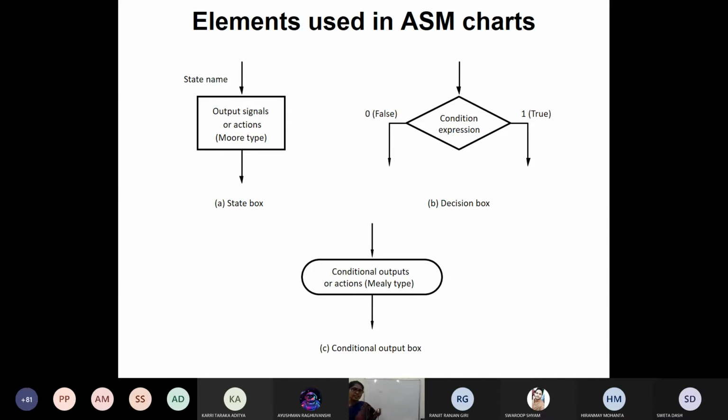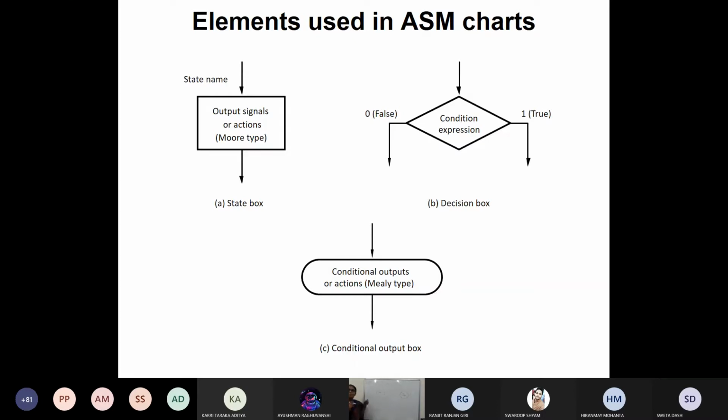State variable means the state, like the circle we use in the Mealy or Moore machine, whatever it is. So this particular stuff is entered here. Are you able to understand? For example, this is a state. There are so many states. One of them is S0, so I will write S0. This rectangular box consists of the state name.